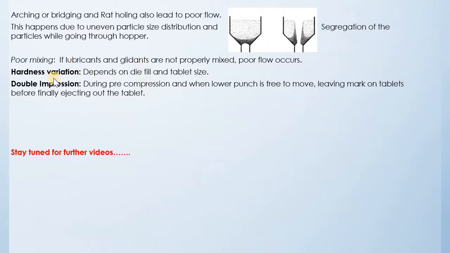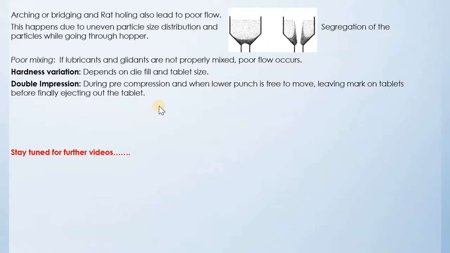The other problems are hardness variation, which depends on the die fill and tablet size, and double impression. That is, during pre-compression, when the lower punch is free to move, it can leave a mark on the tablet before finally ejecting the tablet. During pre-compression, the punch first goes down, then goes up, and then again goes down due to the final compression, and it can lead to double impression.